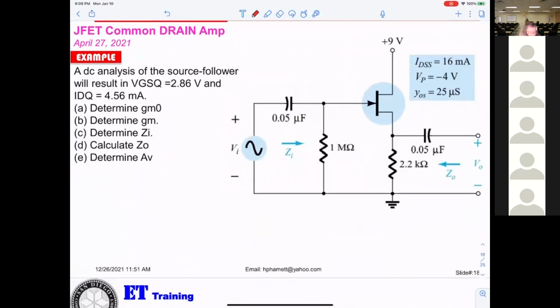Okay, now, if they give you that one, common drain, they give you VGSQ 2.86 volt. And also they give you IDQ 4.56 milliamp. You think you can do that one, right? Calculate GM0, calculate GM. They want you to get the input impedance, output impedance, and the gain.